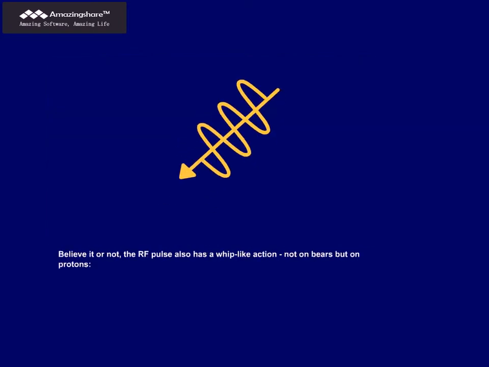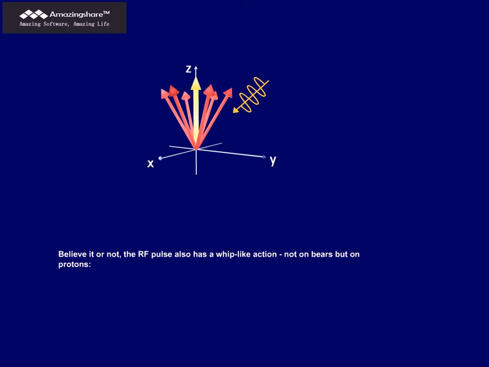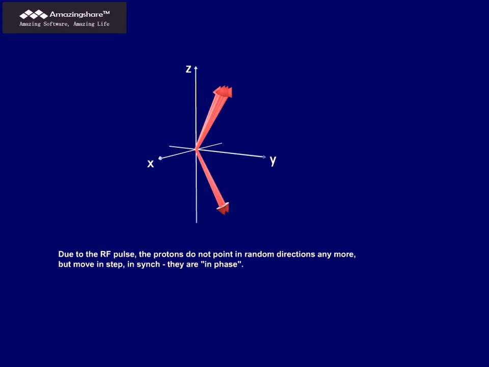Believe it or not, the RF pulse also has a whip-like action, not on bears, but on protons. When the protons randomly point left, right, back, forth, and so on, they also cancel their magnetic forces in these directions. Due to the RF pulse, the protons do not point in random directions anymore, but move in step, in sync. They are in phase. They now point in the same direction at the same time, and thus their magnetic vectors add up in this direction.